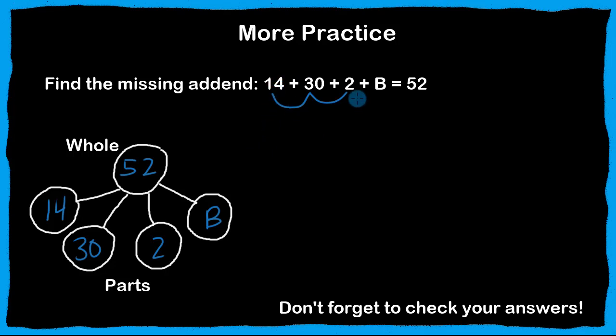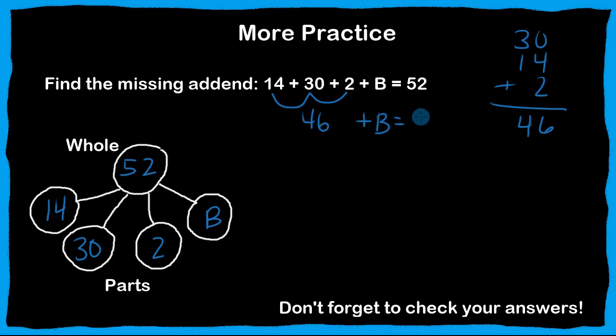So 14 and 2 is 16. 16 and 30 is 46. And of course you could always write it out like this if you don't want to do it in your head. 4 and 2 is 6, and 3 plus 1 is 4. Okay, so these all add up to 46, and then we're going to do the plus b equals 52. So again, now that we have just one missing addend, we're going to do subtraction. So this is really 52 minus 46.